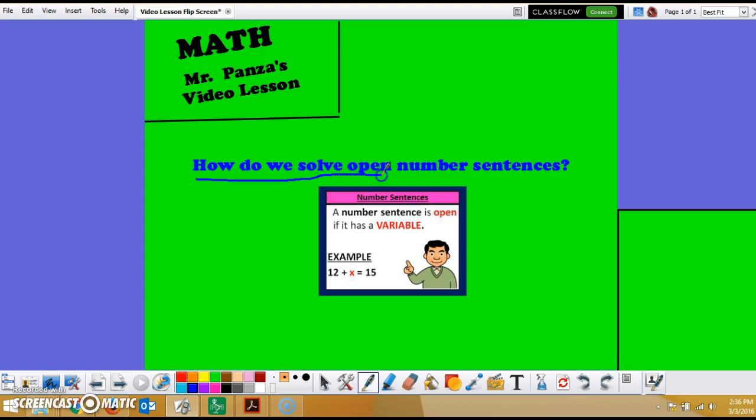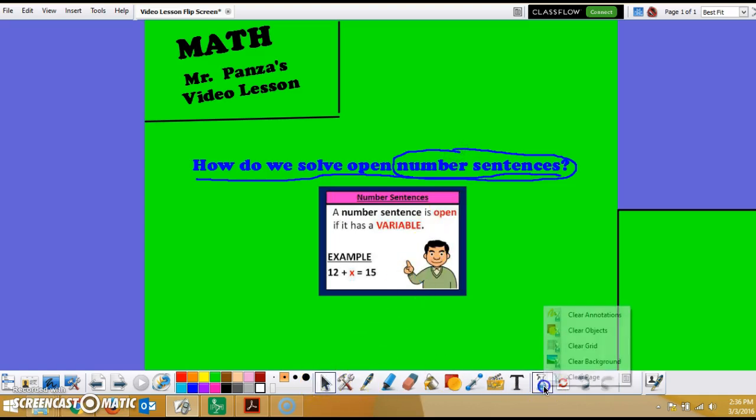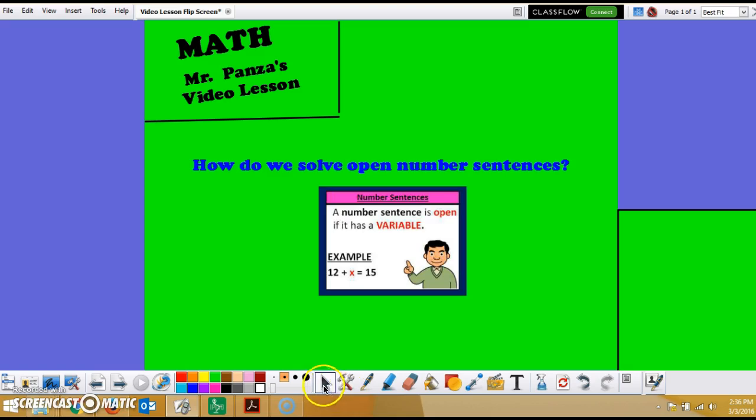How do we solve open number sentences? In previous lessons we talked specifically about the importance of number sentences, where they are, how we use them, and when we normally see them. Today we're going to see what we call open number sentences and how you can solve for those open equations.